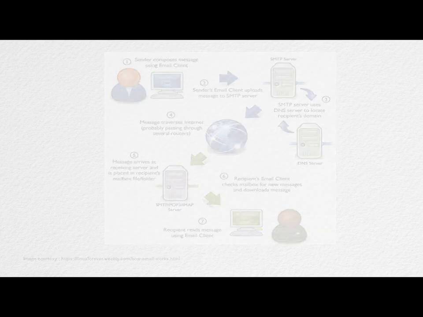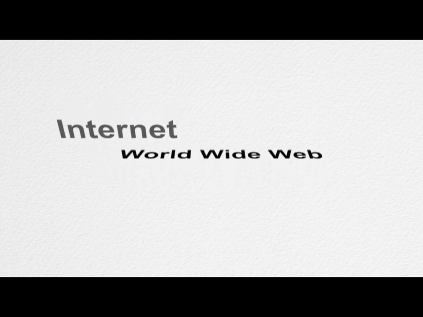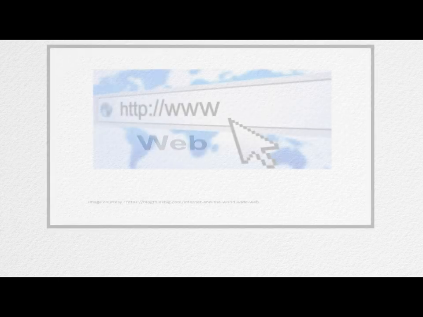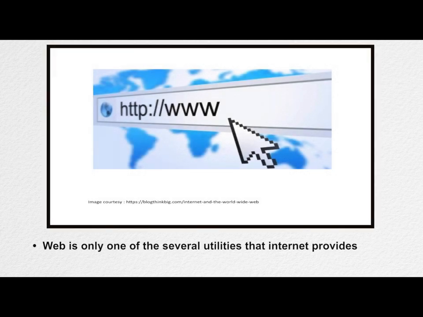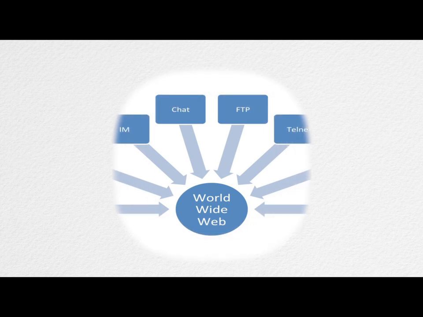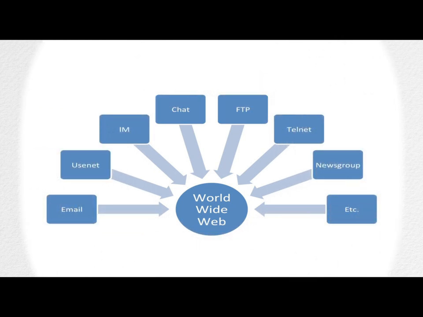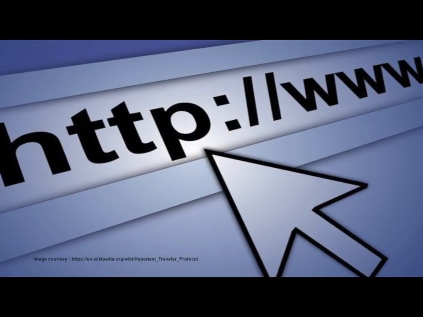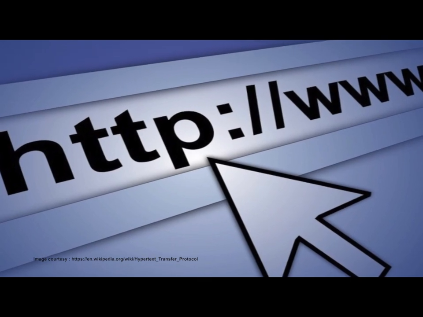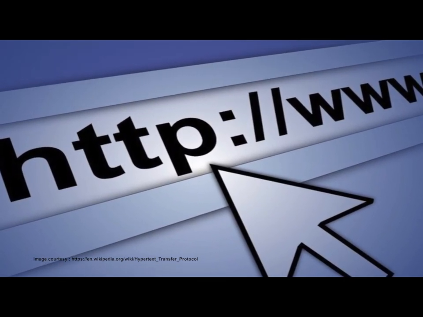Sometimes we interchangeably use the terms internet and World Wide Web, or simply the web, as it is popularly known. But the web is only one of the several utilities that the internet provides. Some of the popular services that the internet provides other than the web are email, Usenet, messaging service, FTP, etc. The web uses the HTTP protocol to communicate over the internet and to exchange information.